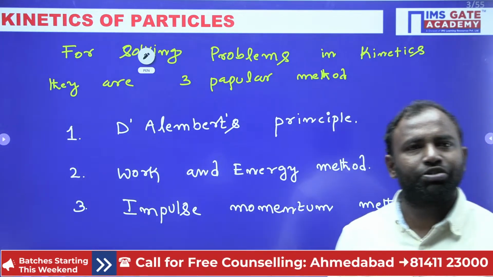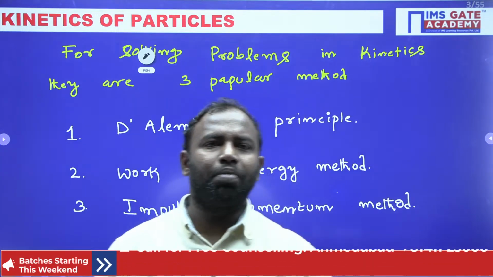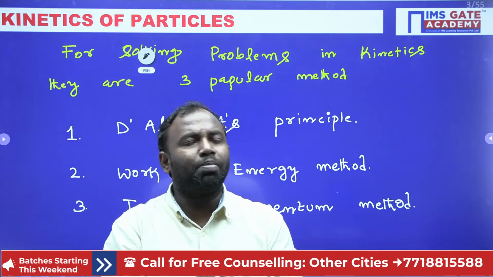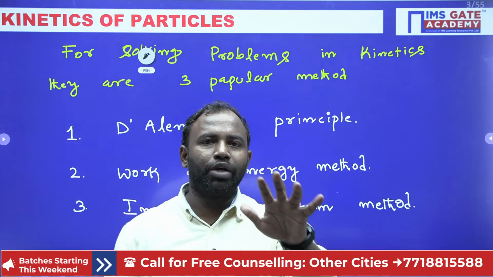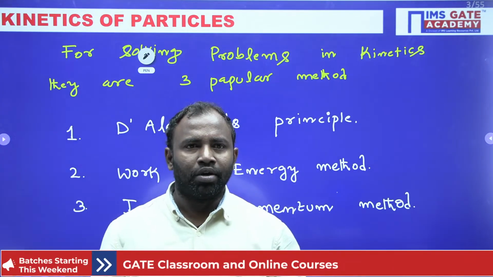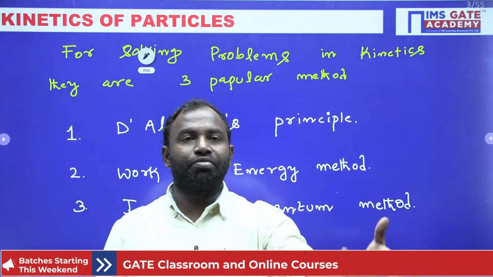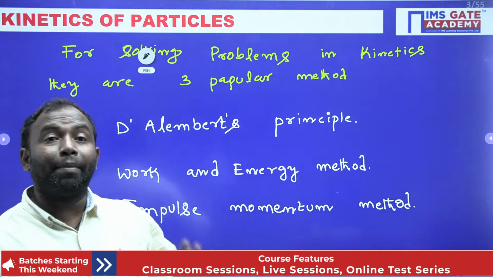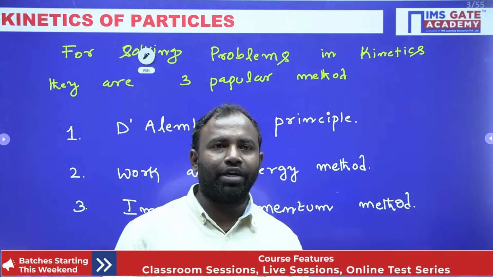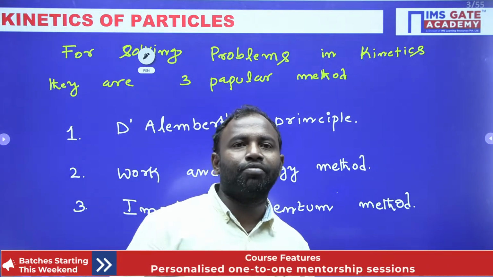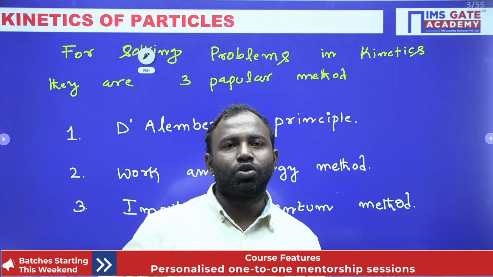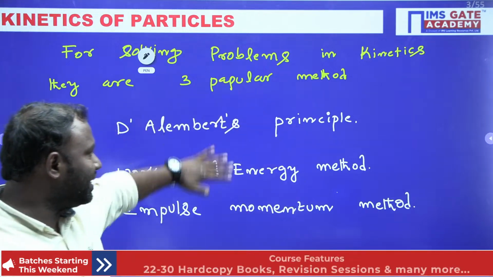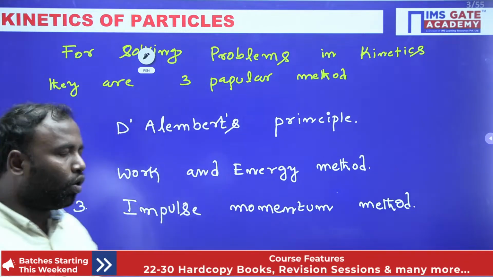Now we will see the principles one by one. All three methods we will describe, and we will solve some examples. But all three methods are not going to be used for solving one problem. For different kinds of problems, we will use different methods. By these three methods only we will solve the problems, but any one method only we can use, right? Don't think that for one problem we can use all methods. Based on the given data, we are going to solve the problems using these three methods. Hope you understand.